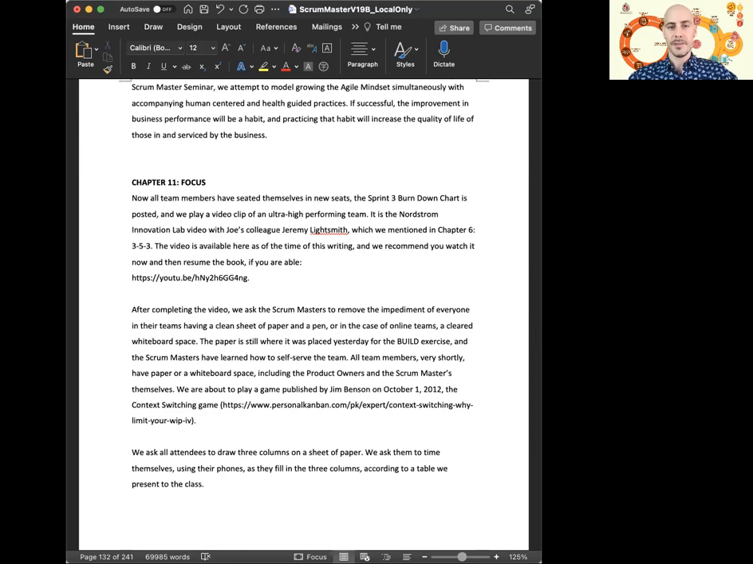Now, all team members have seated themselves in new seats. The Sprint 3 burn down chart is posted, and we play a video clip of an ultra high performing team. It is the Nordstrom Innovation Lab video with Joe's colleague, Jeremy Lightsmith, which we have mentioned in chapter 6. The video is available here as of the time of this writing, and we recommend you watch it now and then resume the book if you are available.